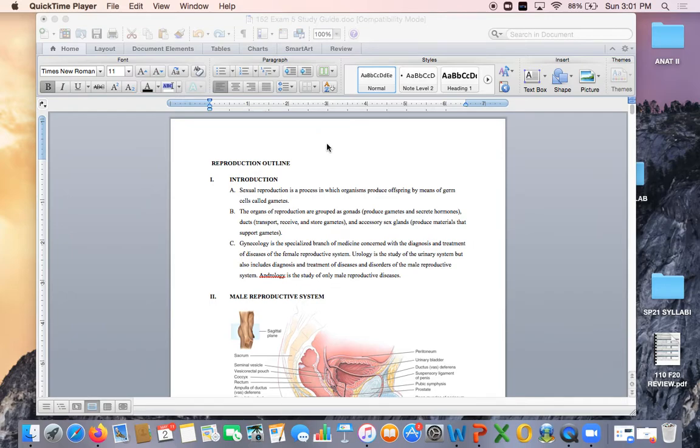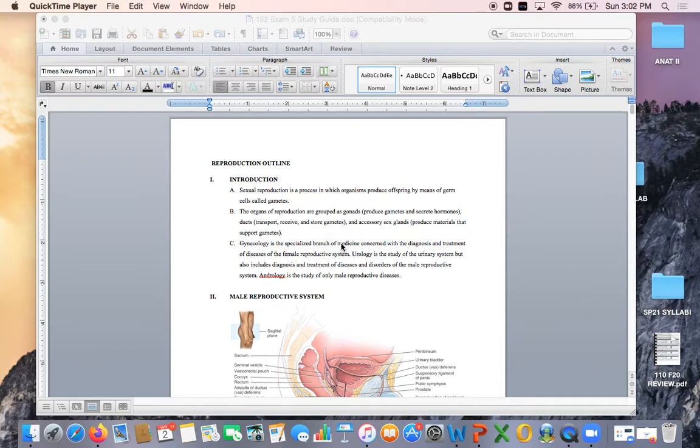So I've compiled a file for you guys. I know I just posted it a little bit ago, so if you haven't had the chance to scamper over to Canvas and download it, please do so. It's under the announcements section. And that's the file that we will be following along with. It says 152 Final Review, I believe. 152 Exam 5 Study Guide.